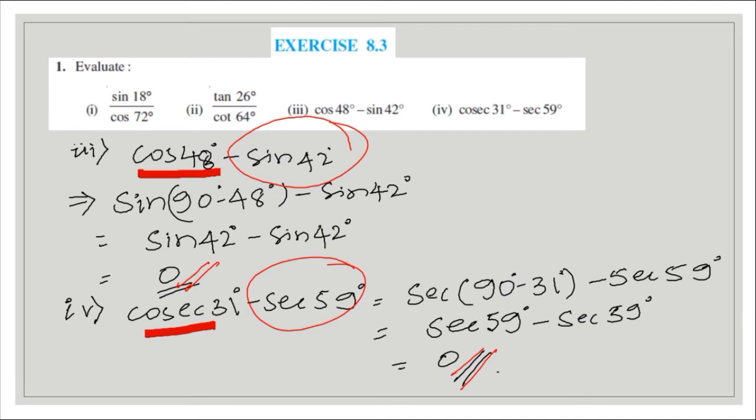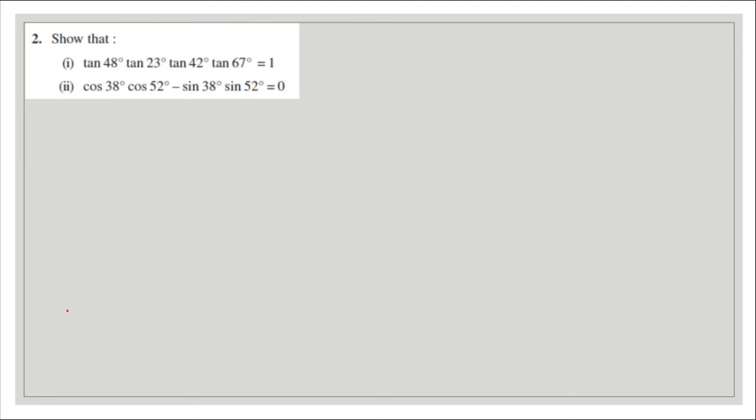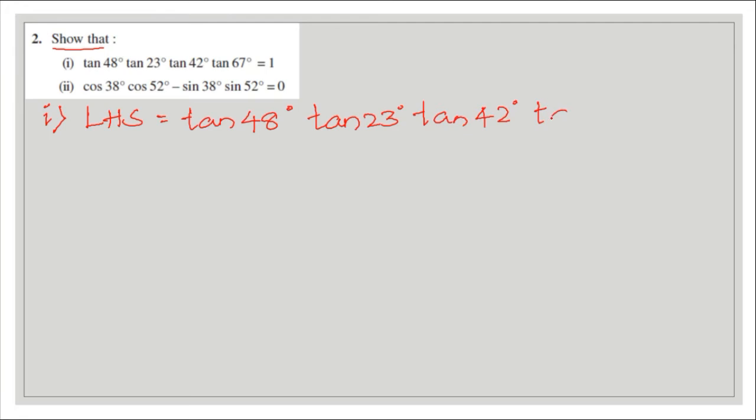Let's see the second question. In the second question, we need to show that LHS and RHS are equal. Let me consider the first sub question here. Left hand side is tan 48 degree into tan 23 degree into tan 42 degree into tan 67 degree.